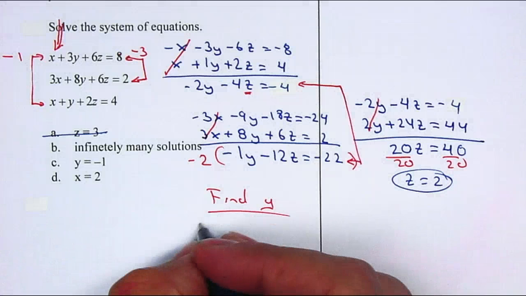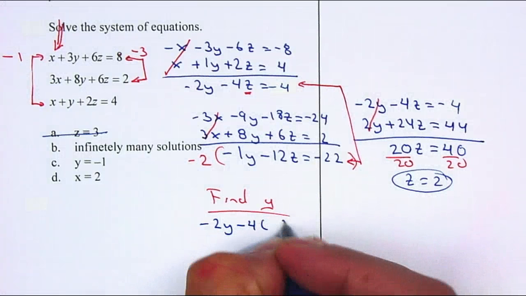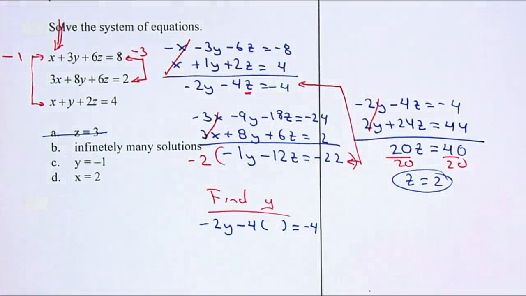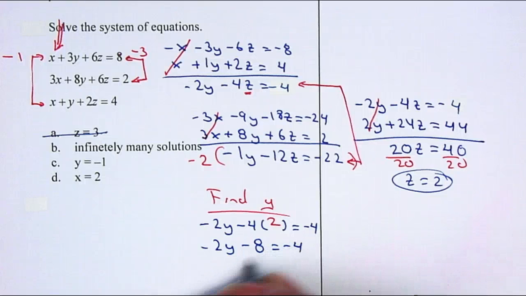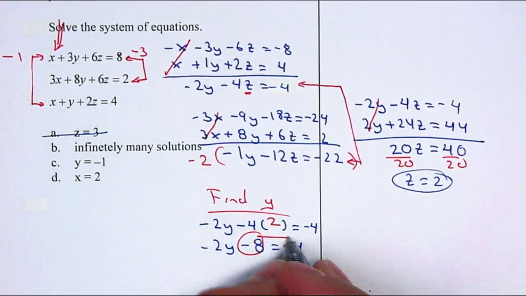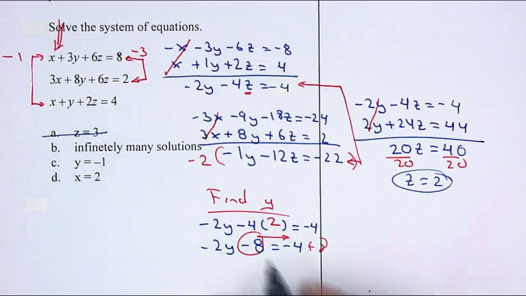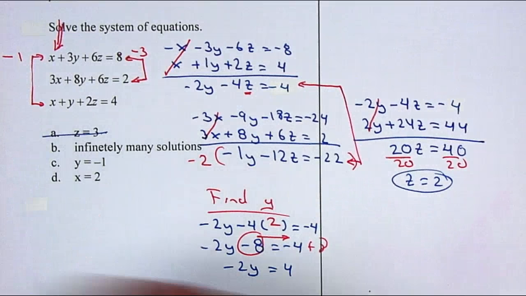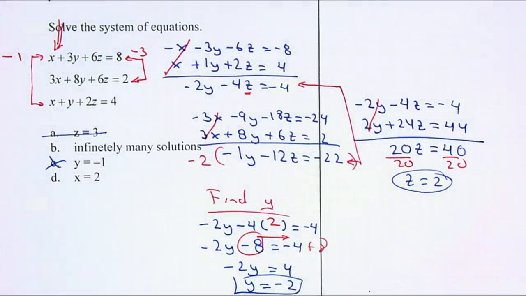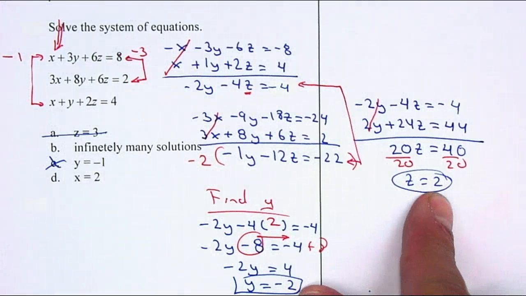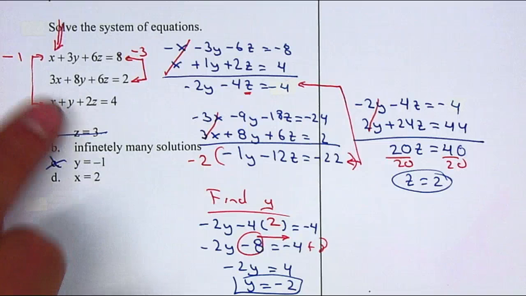I have a -2y minus 4z is equal to -4. But instead of the z, I'm going to plug in a 2. So I have a negative 2y minus 8 is equal to negative 4. Move the negative 8 to the right, becomes a positive 8. So I have a negative 2y is equal to 4. Divide by negative 2 on both sides, so y is equal to negative 2.